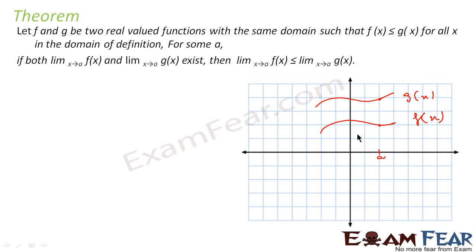So this is the theorem. It's common sense that if there are two functions f(x) and g(x), and g(x) is always bigger than f(x), and at any point x equal to a in the graph the limit exists for both, then at that point the limit will also have the same property. In this case, let's suppose this value is L1 and this value is L2. So here also L1 is greater than L2, where L1 is the limit of g(x) at x equal to a, and L2 is the limit of f(x) at x equal to a.